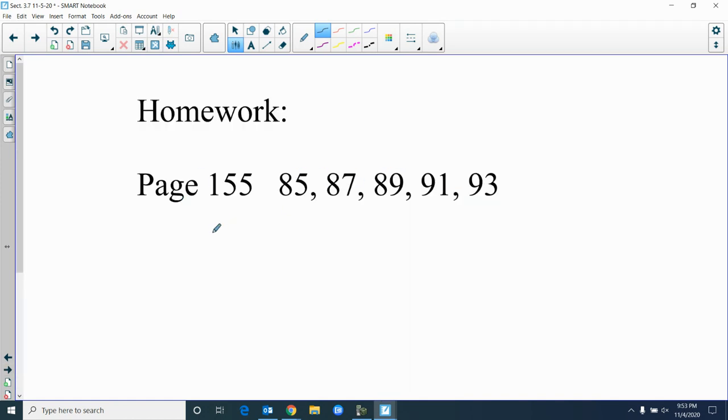5 problems here to finish for that first part. We'll finish rational functions, rational inequalities tomorrow. And then hopefully I'll get your test back to you as soon as I can. No promises.